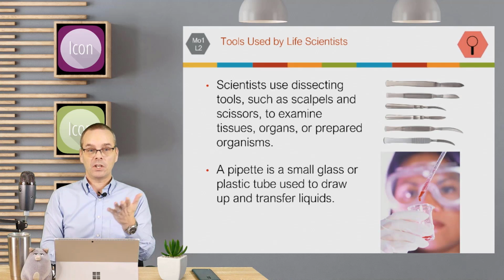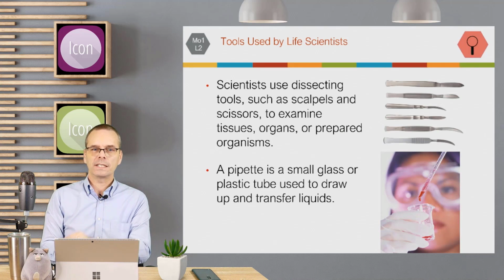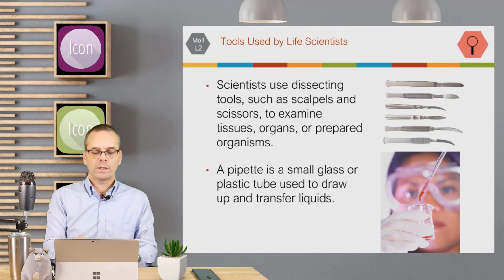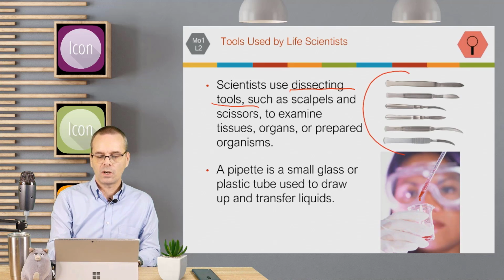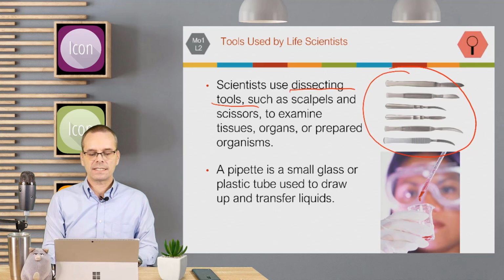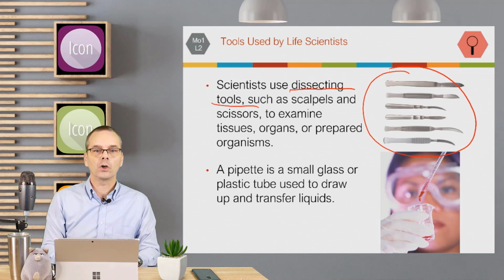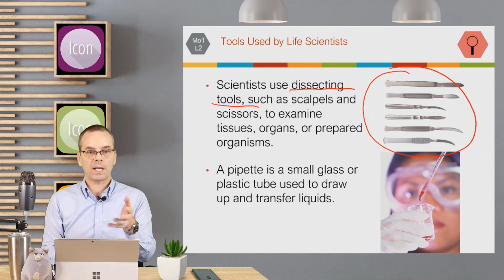So, some other things that we do, but you probably won't be doing this anytime soon, is we use what they call dissecting tools. Dissecting tools are things like scalpels, scissors, etc. And this is when we're doing experiments on organic material, whether it's a plant or an animal.